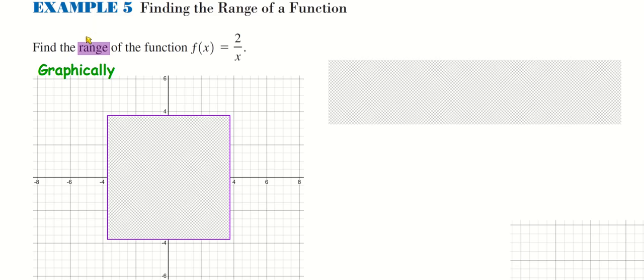the range. Remember the range, right? The range is all the y values. The set of all y values or the set of all outputs?